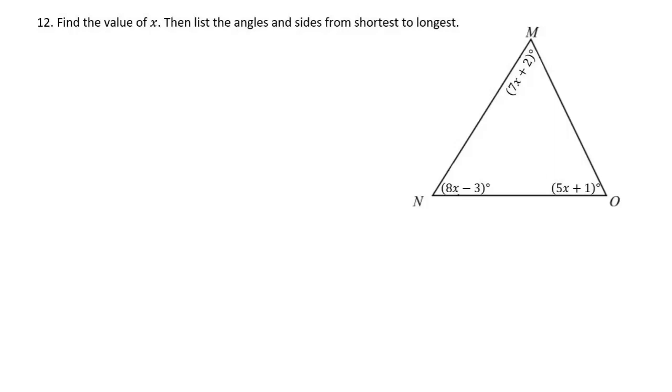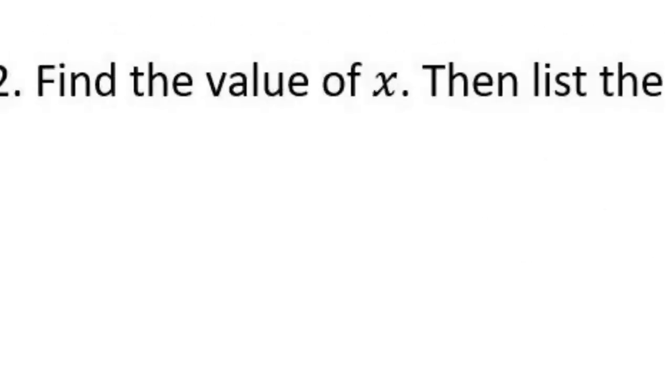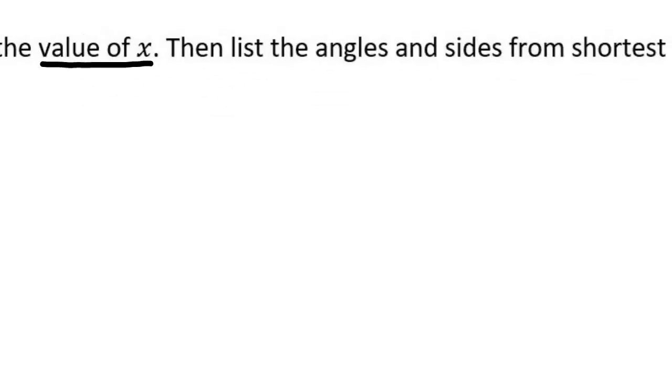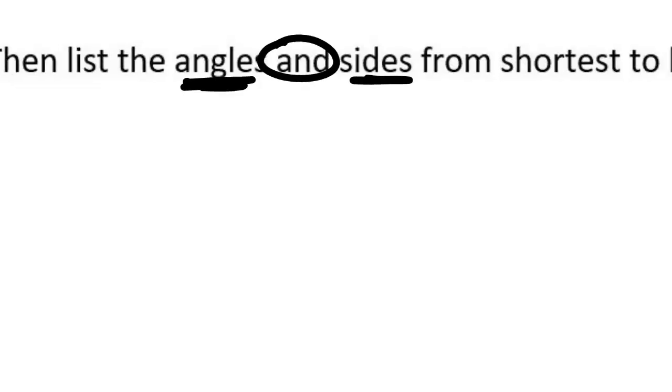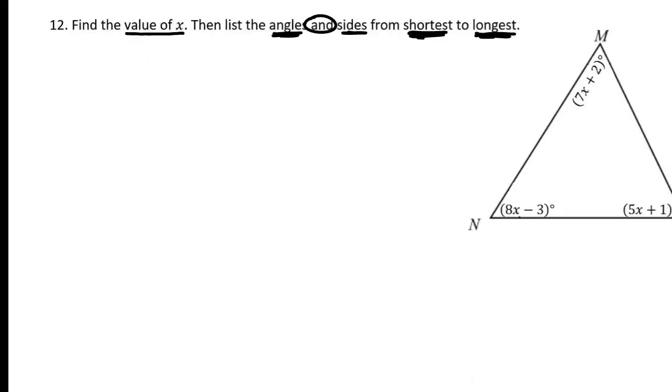Number 12 says find the value of x, then list the angles and sides from shortest to longest. So we have two different tasks here. We need to find the value of x, and then we'll list our angles and our sides from shortest to longest. Where is x in the picture?